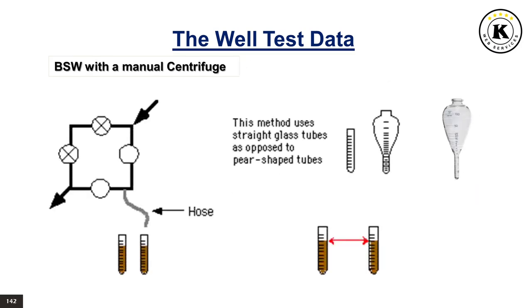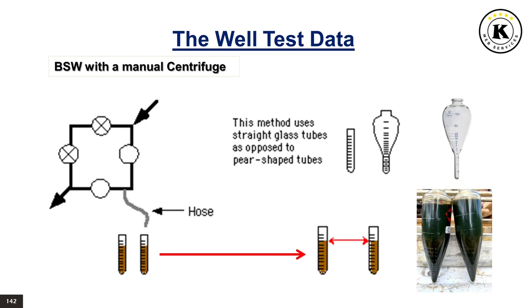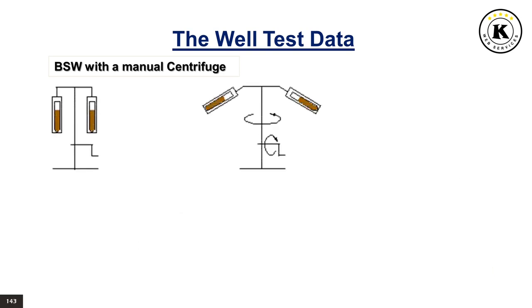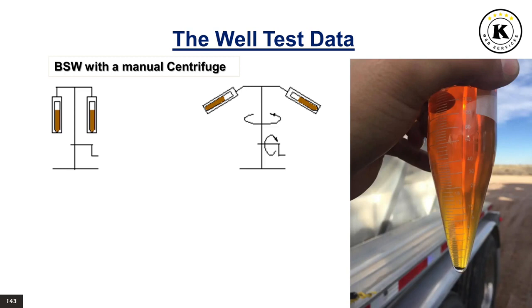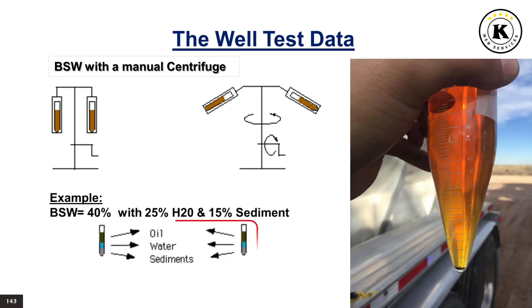From the choke manifold sampling point, 2 equal fluid samples are collected in 2 straight glass tubes, in order to be centrifuged for BSW measurement. After centrifuging the tubes, using manual or electrical centrifuge machine, the oil, water, and sediment will segregate by gravity, and a BSW reading will be possible. For example, the BSW reading on this picture is BSW equal to 40% with 25% water and 15% sediment.